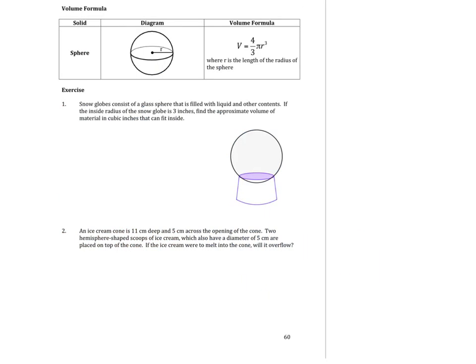The volume formula for a sphere is 4/3 pi r cubed, where r is the length of the radius of the sphere. So for exercise number 1, snow globes consist of a glass sphere that is filled with liquid and other contents. If the inside radius of the snow globe is 3 inches, find the approximate volume of the material in cubic inches that can fit inside. So I know that the volume formula is 4/3 pi r cubed, and I'm going to substitute my value of 3 in for the radius.